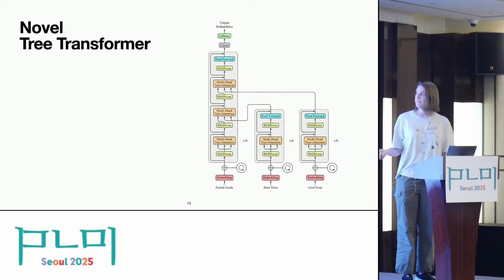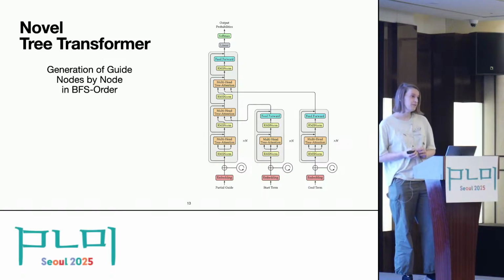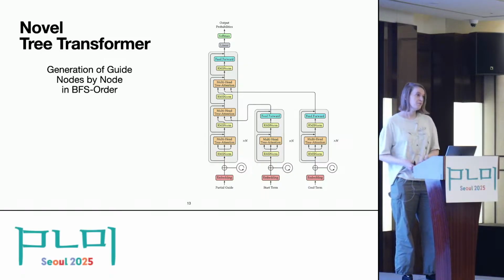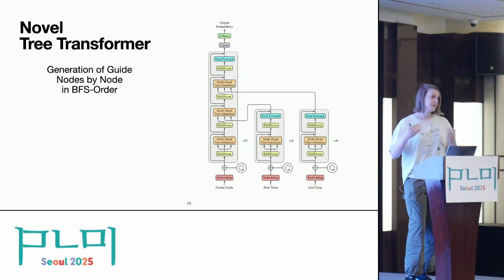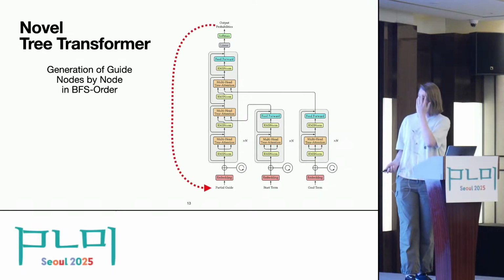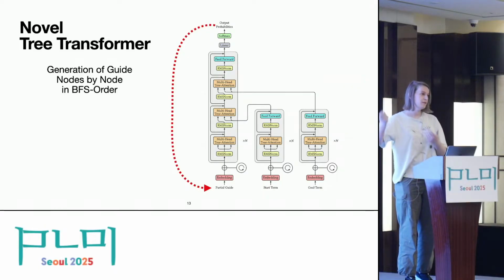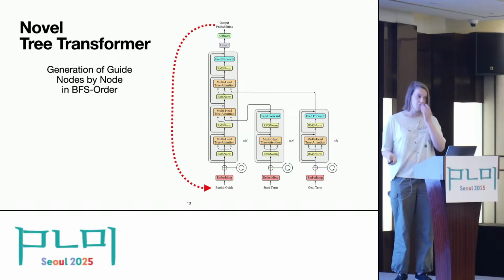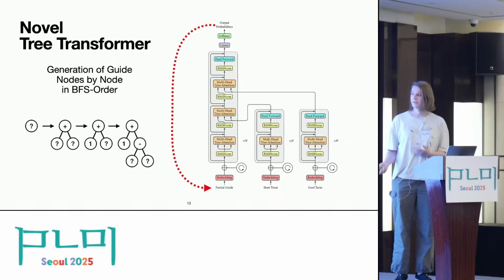So we generate each node of the AST of our guide node by node. And this also has the advantage that we never have to care about being syntactically correct, because we directly generate the tree. We generate the partial tree, we feed it back in, and autoregressively we can generate the whole tree. So here is how this works. We have at the start, then we add a node, then this creates 2 nodes, and so on.